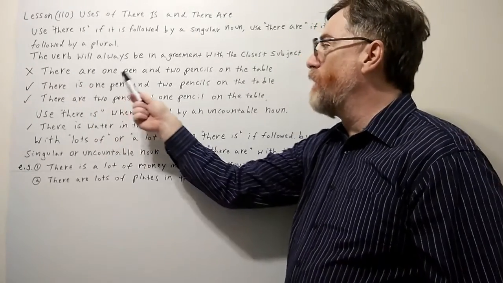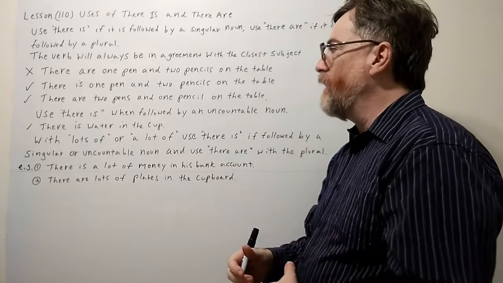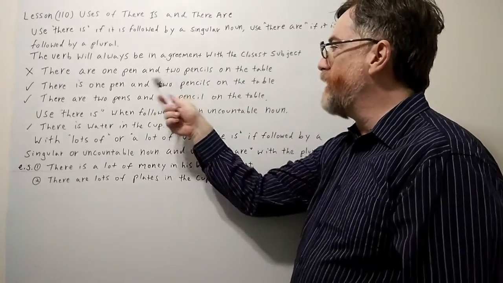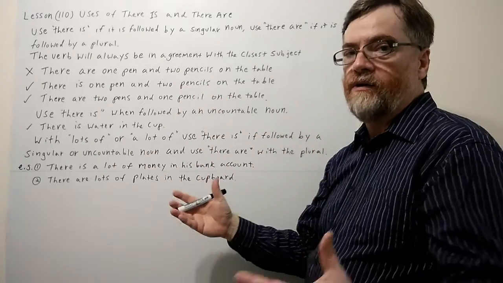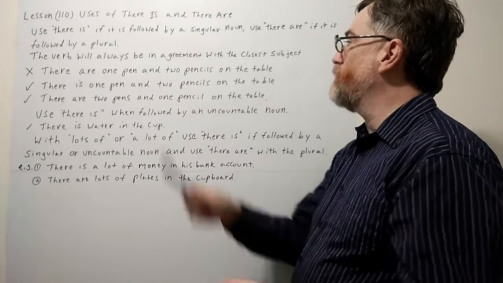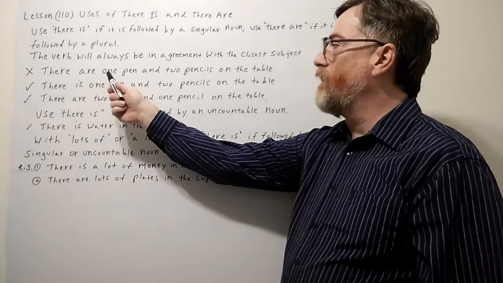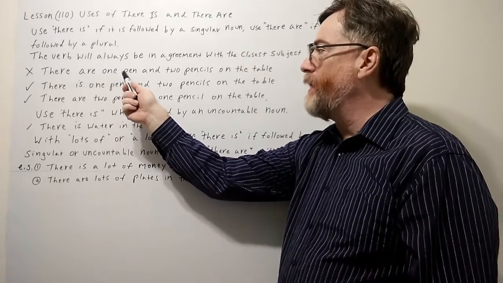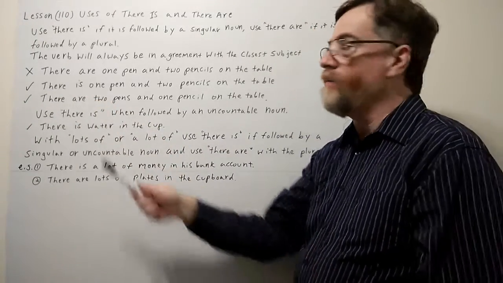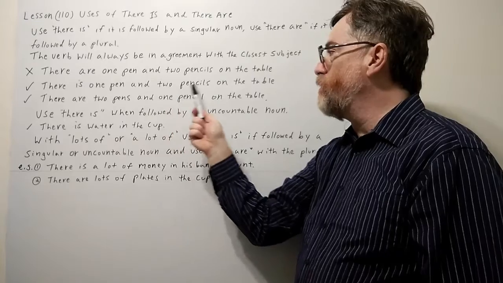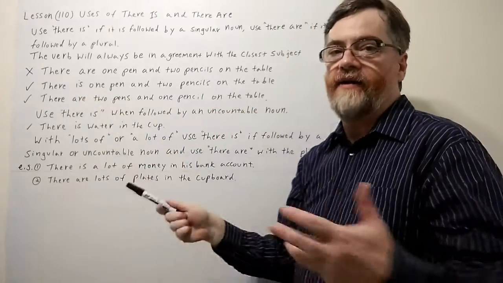Here they might say, there are one pen and two pencils on the table. Yeah, I notice this in writing a lot. Students will think, well, you've got two subjects and two is a plural here, therefore I must use are. No, that's not what is correct. Remember, what is correct is it must be in agreement with the first or the closest subject. So the closest subject is one pen. Therefore, this line here with the check is the correct way to say it. There is one pen and two pencils on the table. One pen comes first, therefore you use there is.